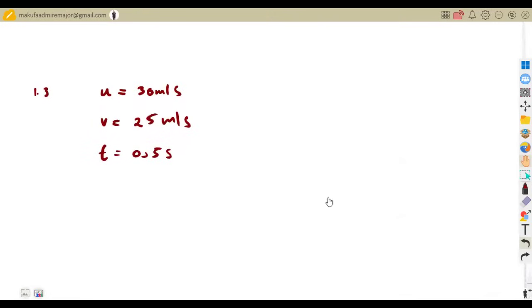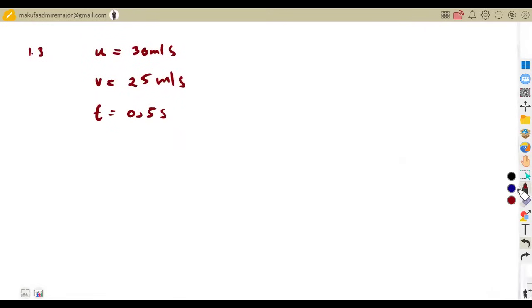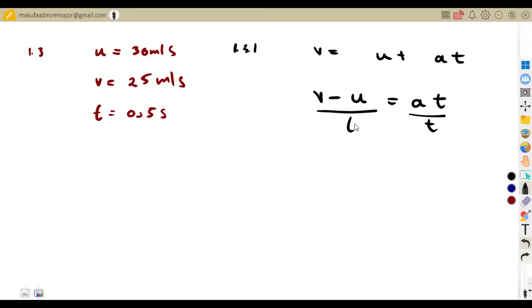The same way that you calculate your acceleration is the same way that you calculate your deceleration. Remember, from our formulas, v is equal to u plus at. From this, we can make a the subject, which represents the deceleration. So v minus u, if we take u to the other side, is equal to at. We want the value of a, so we divide by t.